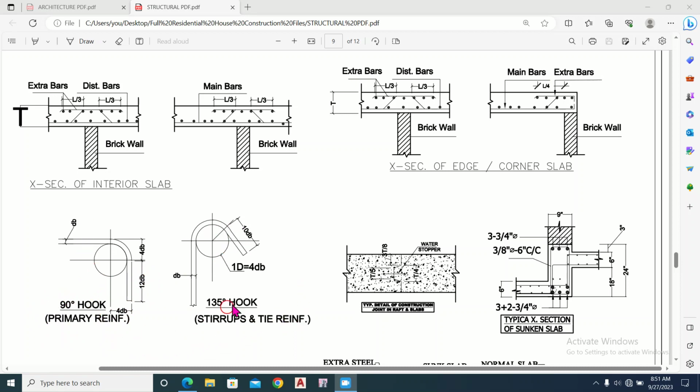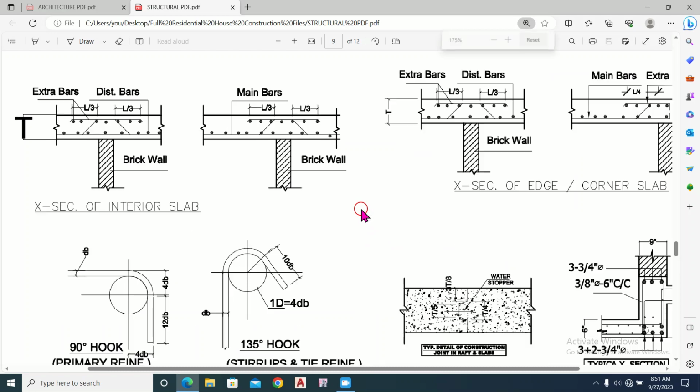So this was about the detail of the hooks that are provided in the beams and stirrups. And now we proceed to this section. I'm going to zoom in so that we can clearly see.